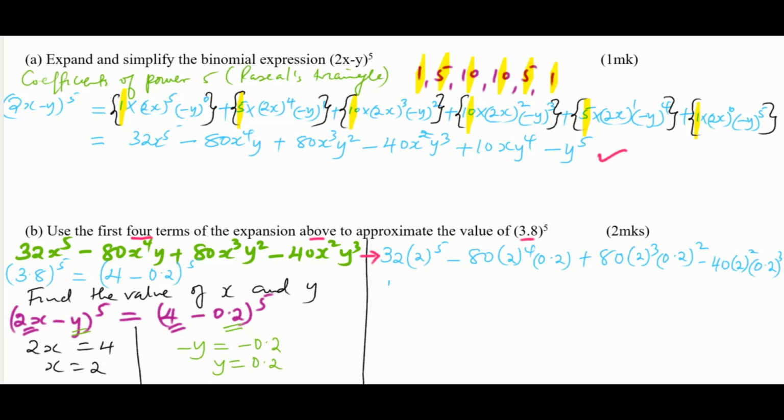You're going to get 1024 minus 256 plus 25.6, then minus 1.28. So working out these, you get your solution as 792.32. So that is how you're supposed to work out that question.